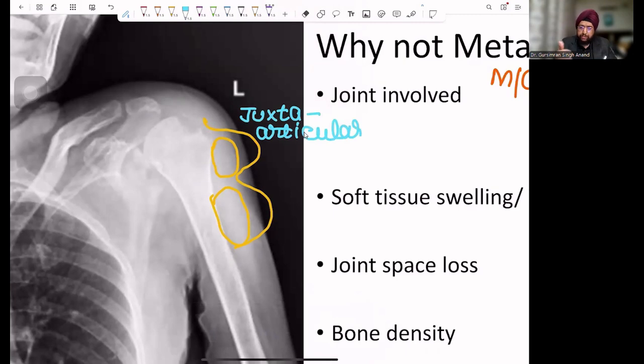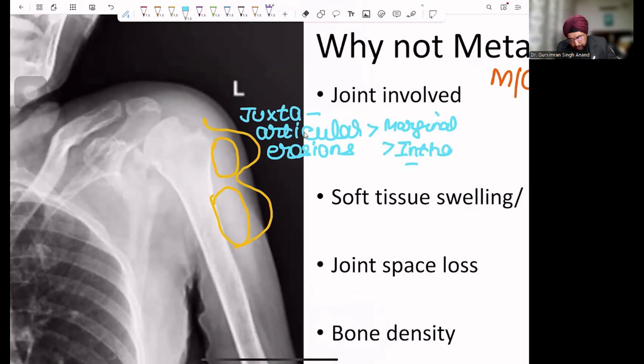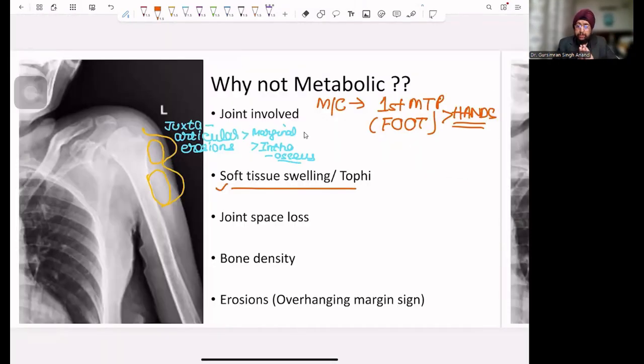You can have marginal erosions, you can have intraosseous erosions, but they are less common. The most common type of erosion in gouty arthritis is juxta-articular, followed by marginal, and followed by intraosseous. But juxta-articular erosions will definitely be there if they want to show you a case of gouty arthritis or a metabolic arthritis. In metabolic arthritis, there is no joint space loss even till the late stages. In this case, we have a uniform type of joint space loss, so this goes against metabolic arthritis.